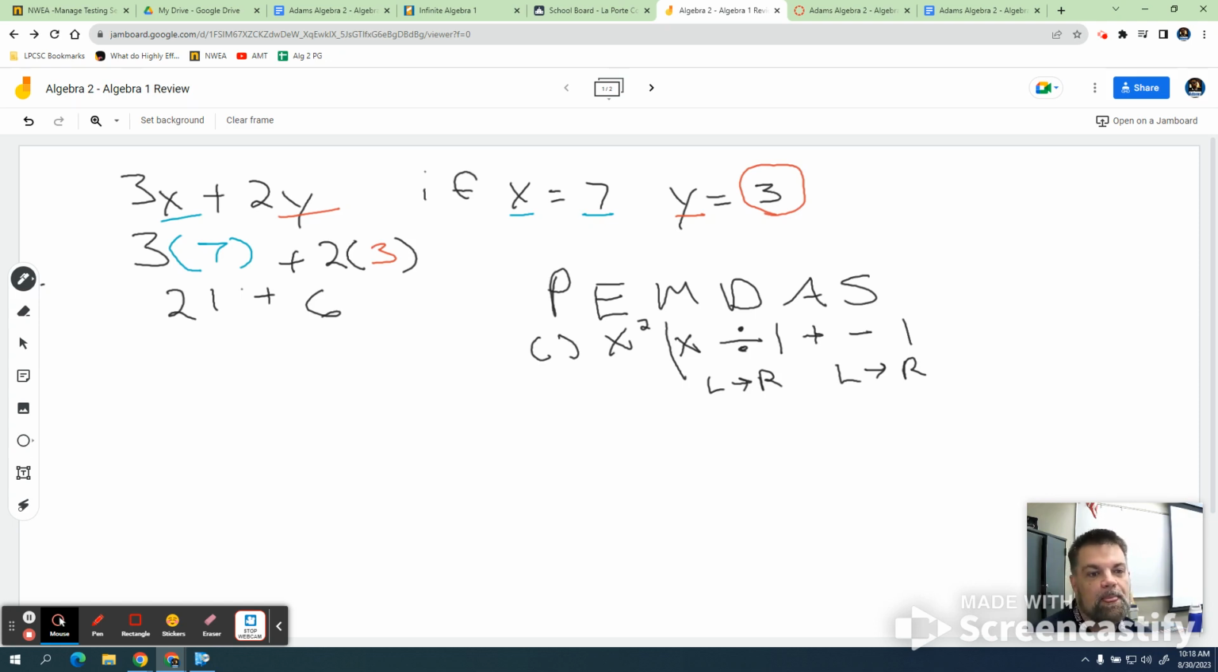So anyways, that's why we did the multiplication first, right? So we're going to multiply this before we add it. Does that make sense? And now that we're done multiplying everything, we just add things up. What's 21 plus 6? 27.